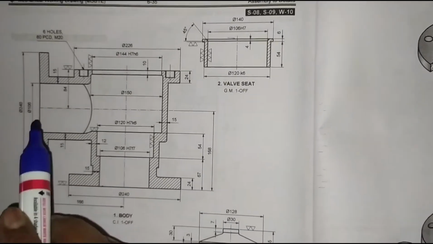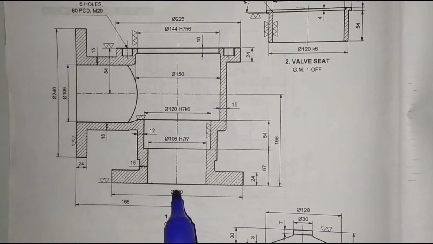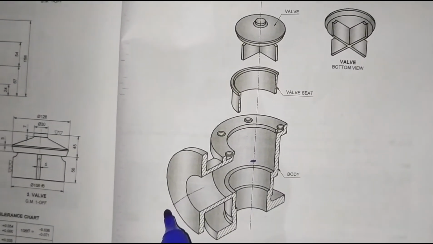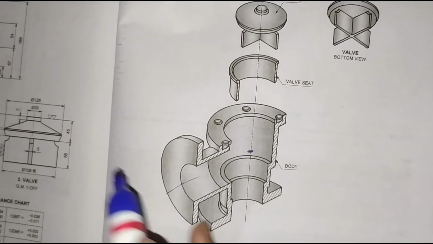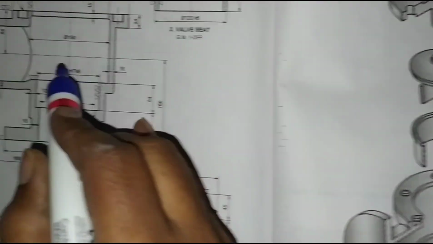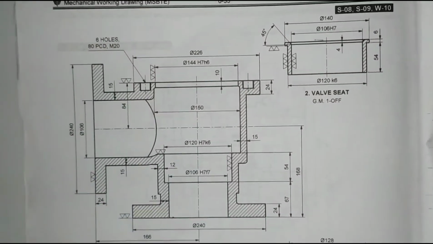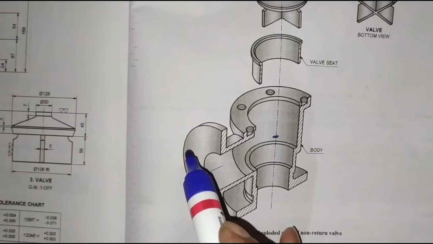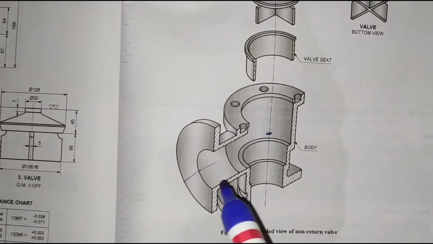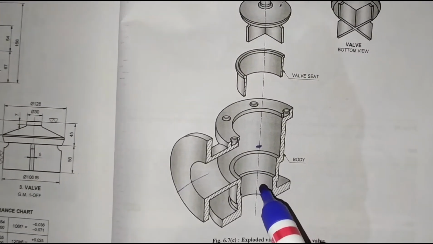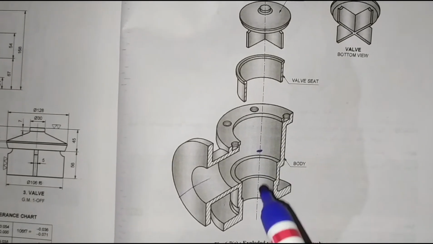Now we know this is the entry of the fluid. Here the fluid enters, and here is the exit at exactly 90 degrees. Now this is also a cylindrical part. If you observe here, this is also a cylindrical part. This is exactly 90 degrees with respect to the vertical body.